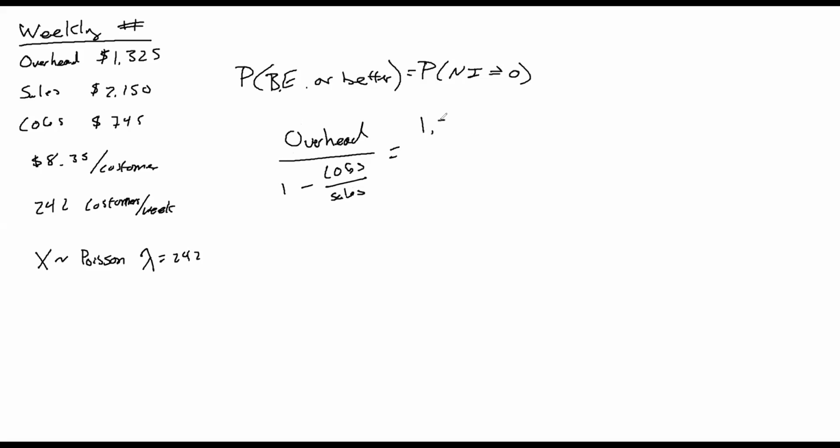It would be 1,325 divided by 1 minus 745 divided by 2,150. And this is going to be about $2,027.58. This is per week. So you need about $2,027 per week in order to break even.